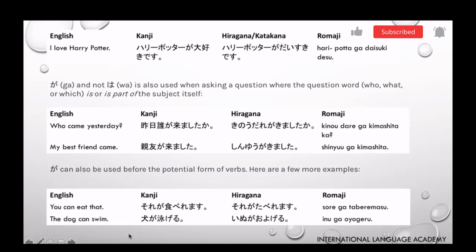Okay, so I taught you how to use the ga particle today. I hope you understand it well.